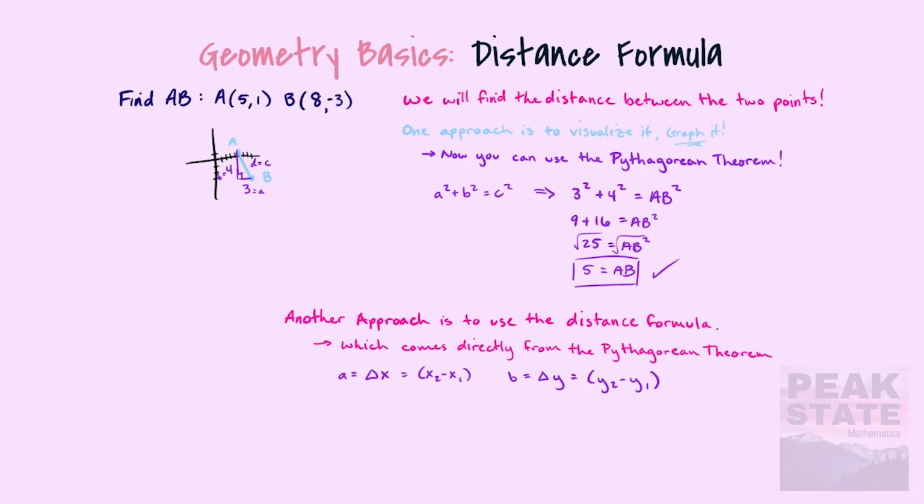So instead of doing distance squared, let's take the square root of both sides, and now we have distance equals the square root of x2 minus x1 quantity squared plus y2 minus y1 quantity squared, and that's your distance formula.